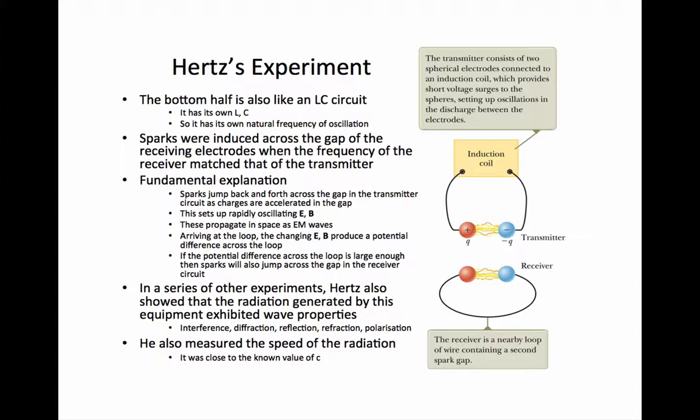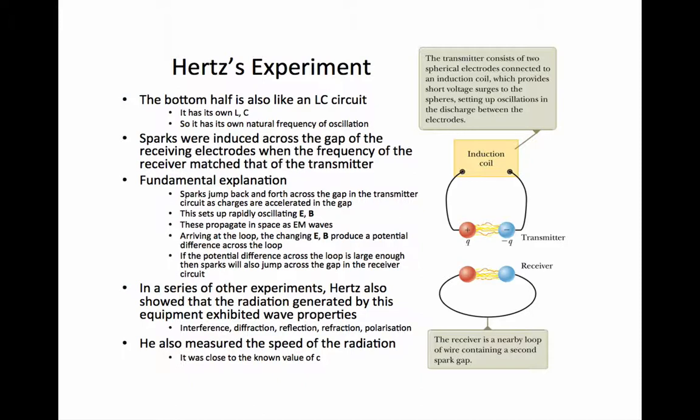Hertz observed reflection and refraction in his electromagnetic waves, and he also found that they were polarized. We'll talk more about polarization in another lesson. Hertz's work culminated in making an interference pattern, which was a standing wave, with his radio waves, and using that to measure the wavelength, which could then be combined with his known frequency from the induction coil to calculate the speed of the waves. As he expected, it was very close to the speed of light.